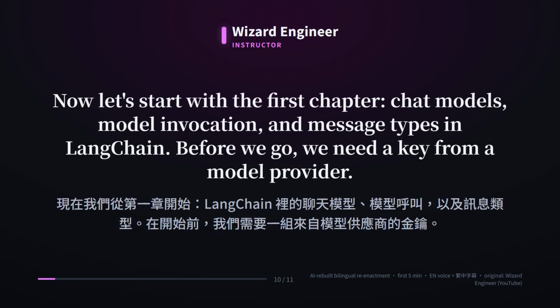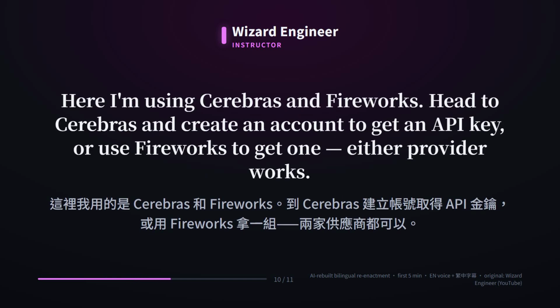Now let's start with the first chapter, chat models, model invocation, and message types in LangChain. Before we go, we need a key from a model provider. Here I'm using Cerebras and Fireworks. Head to Cerebras and create an account to get an API key, or use Fireworks to get one. Either provider works.